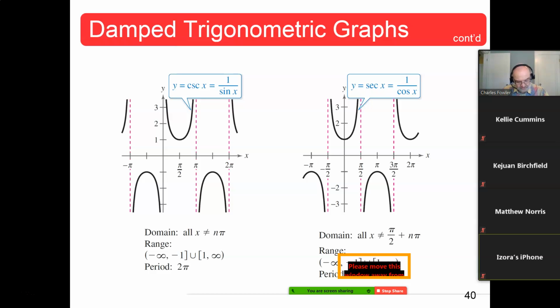87 is a true false. It should be at CalcChat. And you can think about doing 89. It should be at CalcChat. 91 should be at CalcChat. And 93 should be at CalcChat.